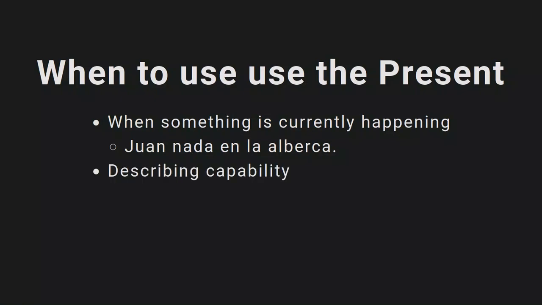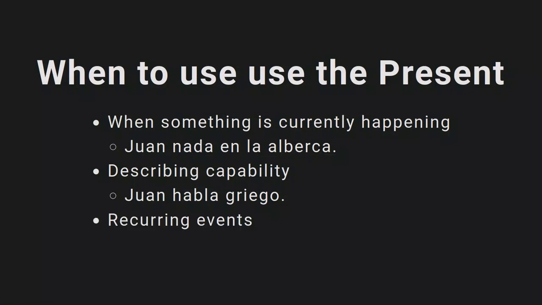Alberca. You can use it to describe capability. So if Juan speaks Greek, Juan habla griego. This is the same as in English, right? If we say Juan can write, Juan escribe. Juan puede escribir. And we use it for recurring events, right? Juan nada cada sábado. Juan swims every Saturday. If you say this statement on a Friday, it's still a true statement, right? So Juan swims every Saturday is true even if you say it on a Friday. It's describing the recurring event, not necessarily the present.